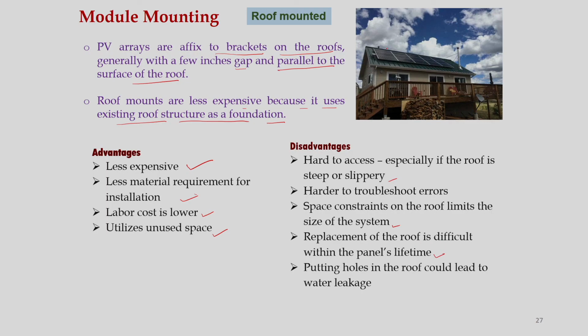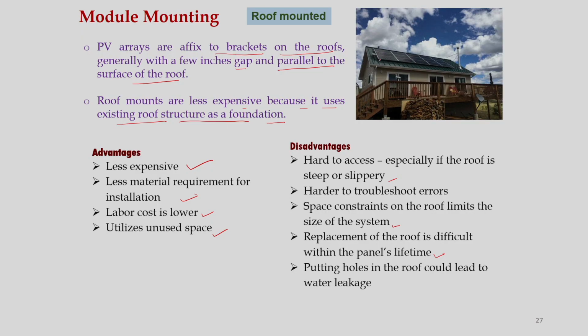So, once it is removed, then what happens? There might be many operational difficulties. So, there might be some kind of holes, then when rain falls water may go in. So, there are many problems. Okay. So, putting holes in the roof could lead to water leakage. So, these are different problems associated with this kind of roof mounted grid connected system. Okay.